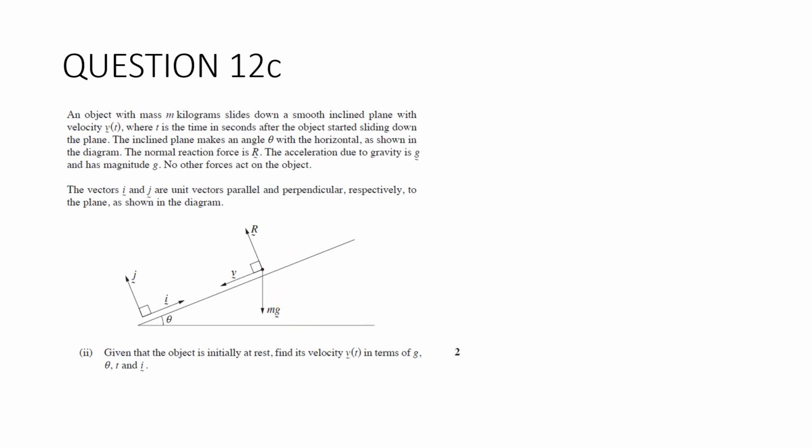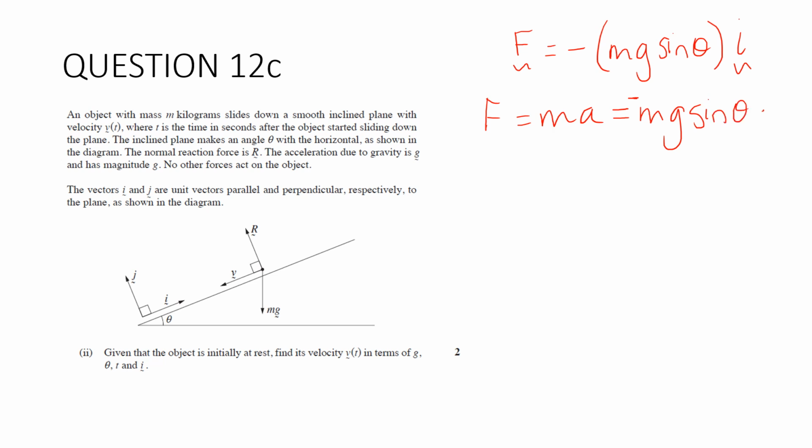Part 2, given that the object initially is at rest, find its velocity v of t in terms of g, theta, t, and i. So we had F equal to negative mg sin theta i. So F is equal to ma, negative sin theta, and so a is equal to negative g sin theta. So we want v of t, so dv/dt is equal to negative g sin theta.